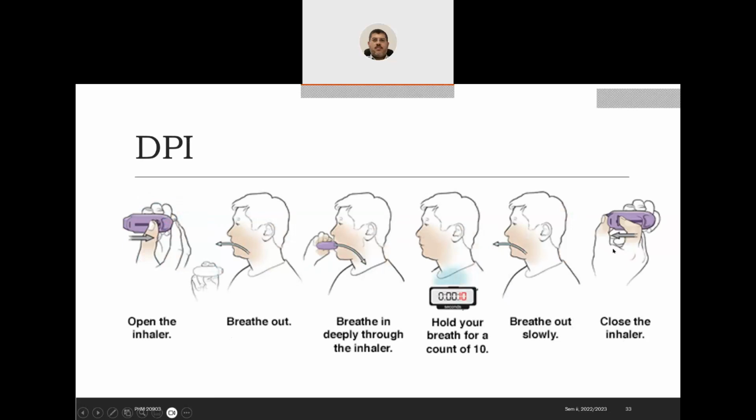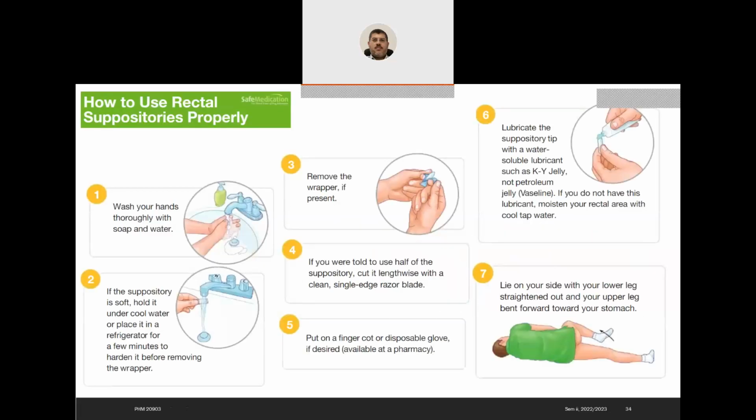For dry powder inhalers also, you can use flyers like this. You can show them how to use it. Here, of course, we don't have a suspension. We just have a dry powder, so no need to shake. It's just about opening the inhaler, and the rest is the same as the MDI. Just exhale, and then breathe deeply through the inhaler. So he will suck or inhale the dose, then hold the breath also for 10 seconds, breathe out slowly and close the inhaler.